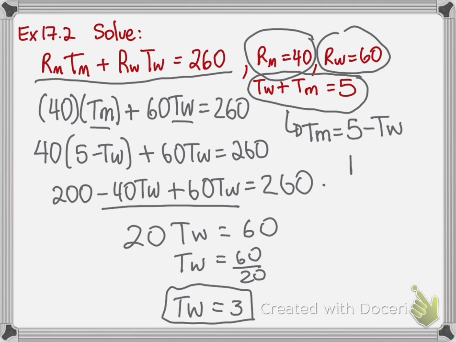And to find TM, I have to come back here and just substitute 5 minus 3, which is 2. Because we knew from the beginning, or from the problem, that TM plus TW equals 5. So that's it. So we found the TW and the TM.